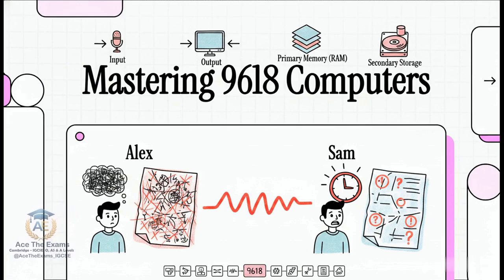Then, on the other end of the spectrum, we have Sam. Sam is the classic rusher. Sam looks at the clock, completely panics, entirely misses the specific command word requirements of the question, and frantically writes down a super generic answer about random access memory that doesn't actually solve the problem presented on the page. If we put Alex and Sam's answers side by side, it is just an absolute sea of red pen marks.